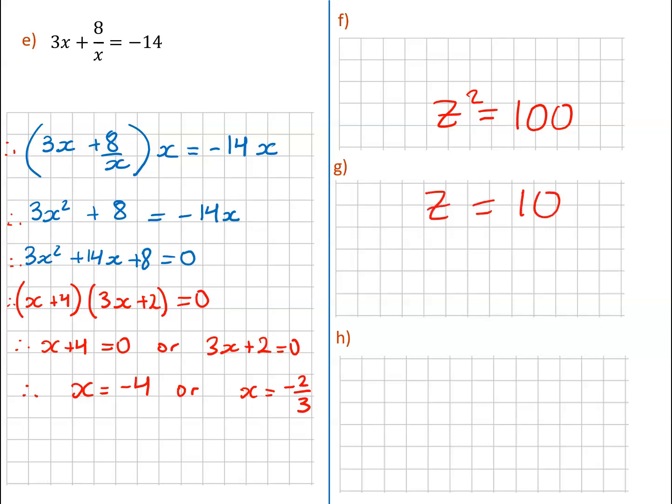Yes, you would have told me 10, but can you think of any other number that when you square it, you also get 100? What about negative 10? Negative 10 times negative 10. Does that also give us 100? Yes, it does give us 100. So that means that this equation here has two possible solutions. They are positive 10 and negative 10.